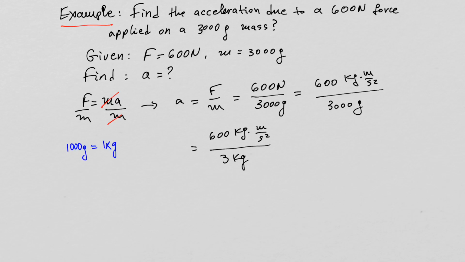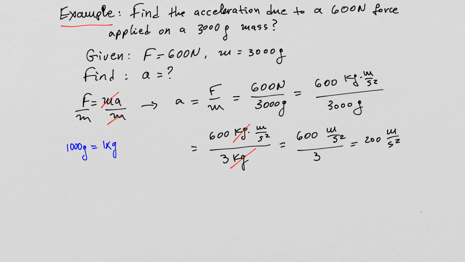And so now I can cancel the mass units, kilograms in the numerator and denominator. And what I'm left with is 600 meters per second squared divided by 3. And that is equal to 200 meters per second squared.